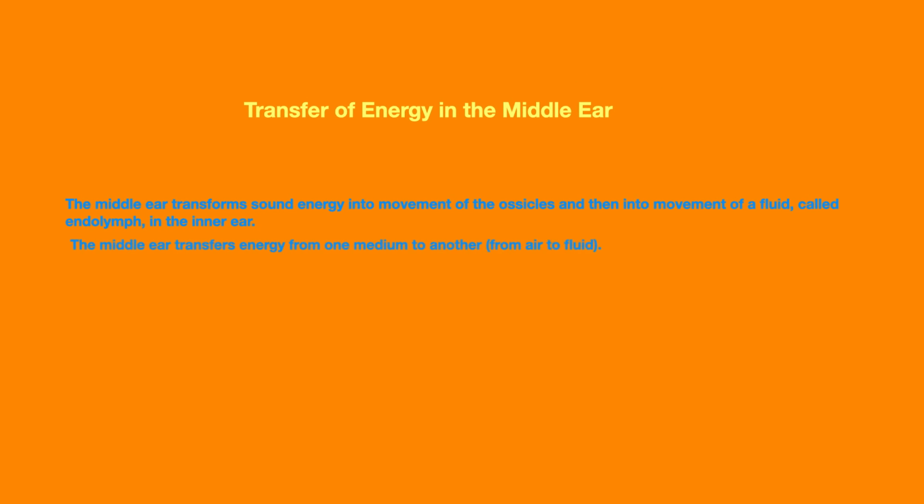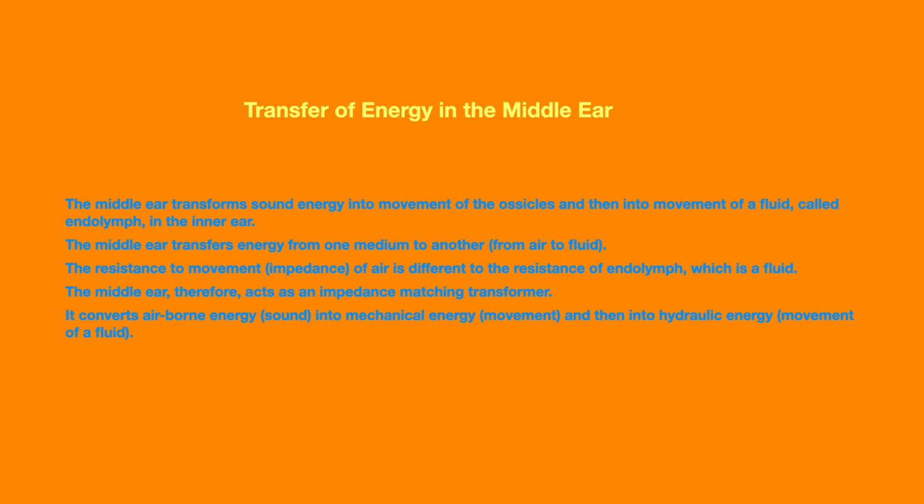The middle ear transforms sound energy into movement of the ossicles and then into movement of a fluid called endolymph in the inner ear. The middle ear transfers energy from one medium to another. The resistance to movement, also called impedance, of air is different to the resistance of endolymph, which is a fluid. The middle ear therefore acts as an impedance matching transformer. It converts airborne energy into mechanical energy and then into hydraulic energy.